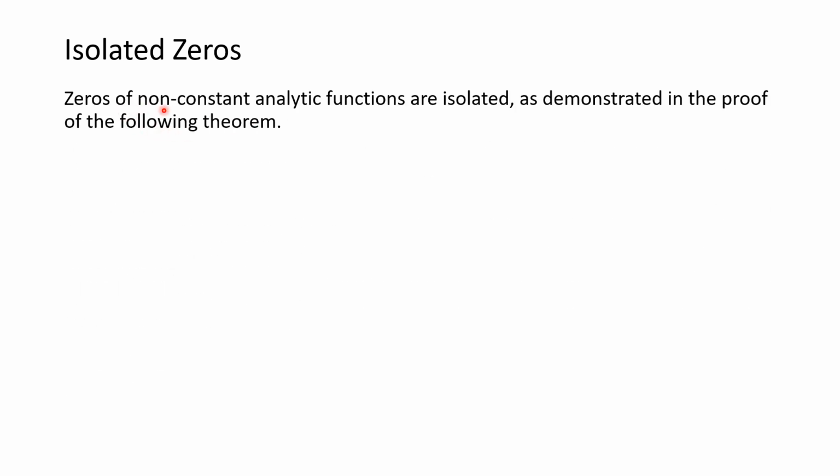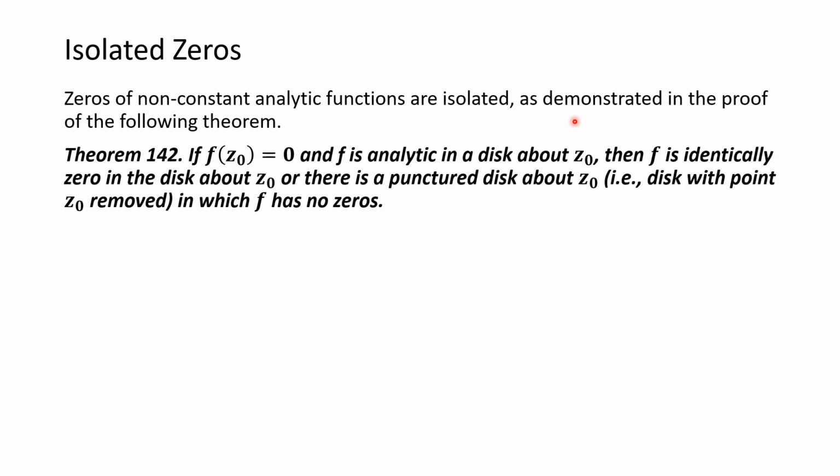The zeros of non-constant analytic functions are isolated, and we're going to prove that in this theorem here. So if f of z sub 0 equals 0 and f is analytic in a disk about z sub 0, then either f is identically 0 in the disk about z sub 0, or there is a punctured disk about z sub 0 in which f has no zeros.